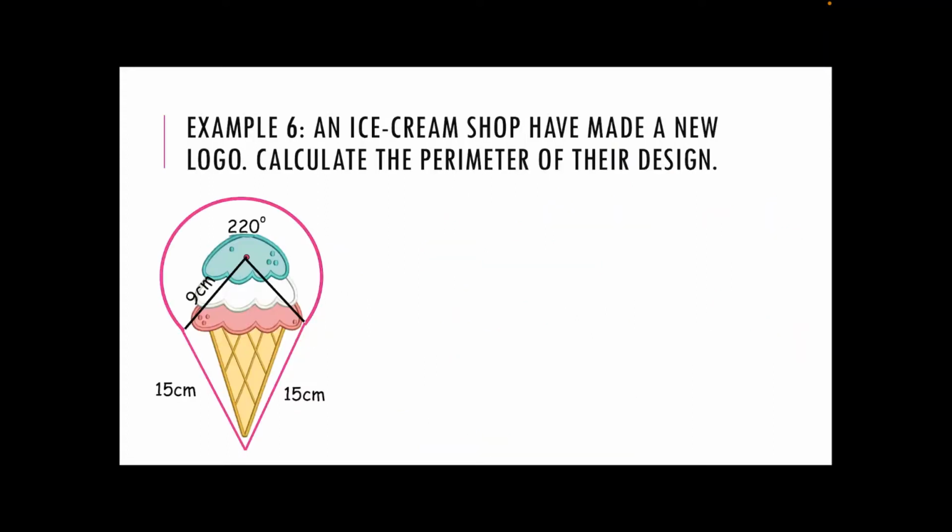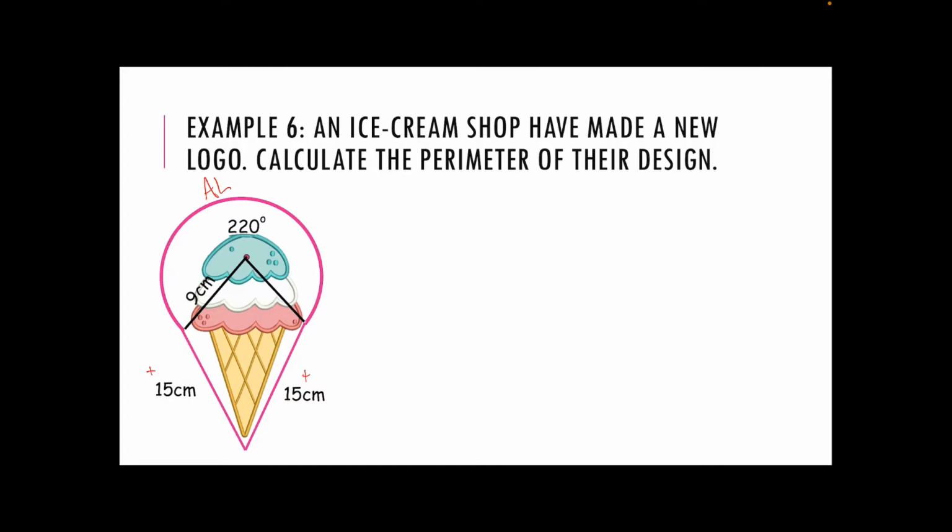Our final example, so well done for sticking with me if you've got this far. An ice cream shop has made a new logo for their store. We need to calculate the perimeter of the design. So what we want is our arc length plus the 15 plus the other 15 to get that pink line round the outside of the design.